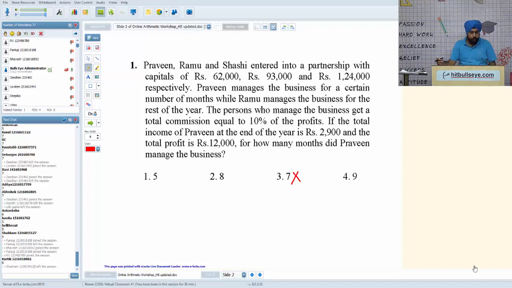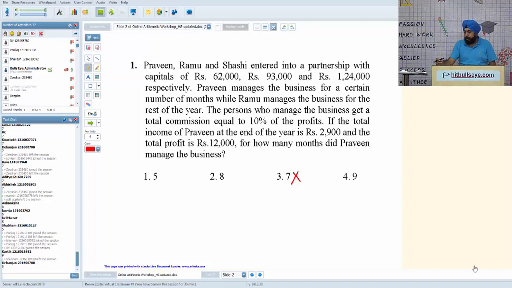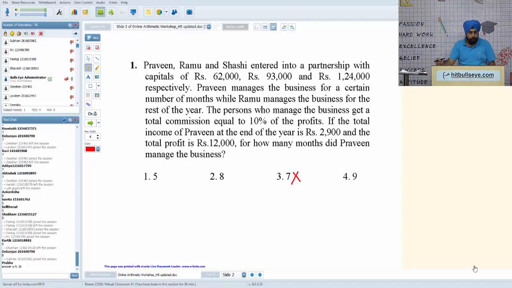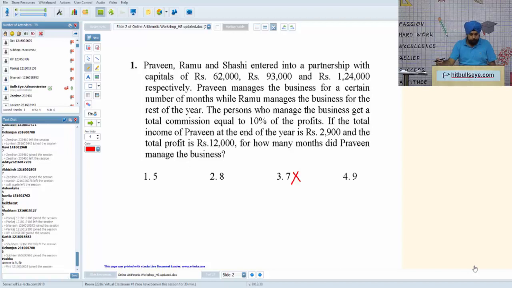Very good evening. Okay, so students, as you can read there, we are going to start with the advanced arithmetic workshop. It will have questions related to partnership, ratio and proportion, time and work, percentage, simple interest, compound interest, etc. So let's start with the first question.